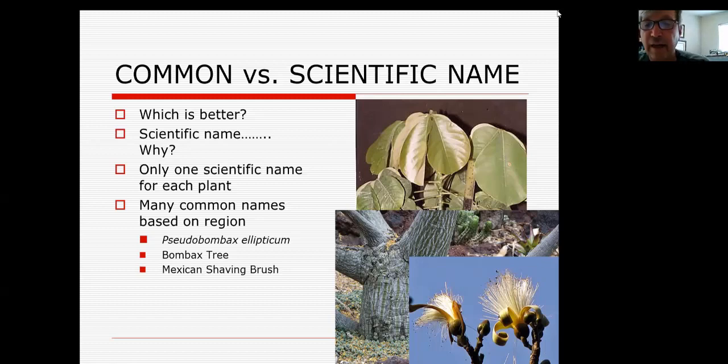Mexican shaving brush, again, another common name, or it's just a shaving brush tree. But y'all are going to be initiated into this very small group of people that will also know it by another common name. And that common name is the frogbutt plant. And the reason why, this is exactly how common names start.